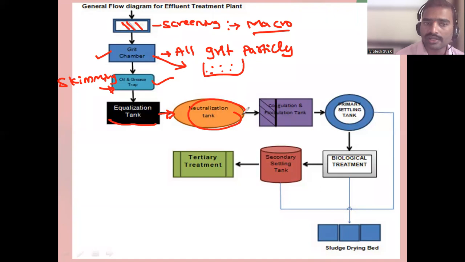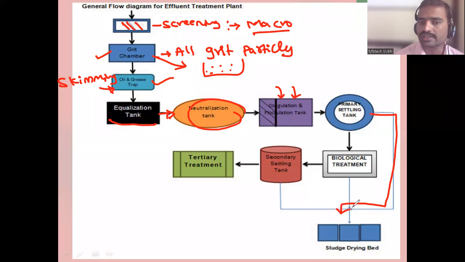Next, after the neutralization tank, it is taken into a clariflocculator. That is, coagulation will be done, and again flocculation will be done. From the clariflocculator, it is taken into the primary settling tank. In the primary settling tank, some amount of sludge will be generated. That sludge is taken here.